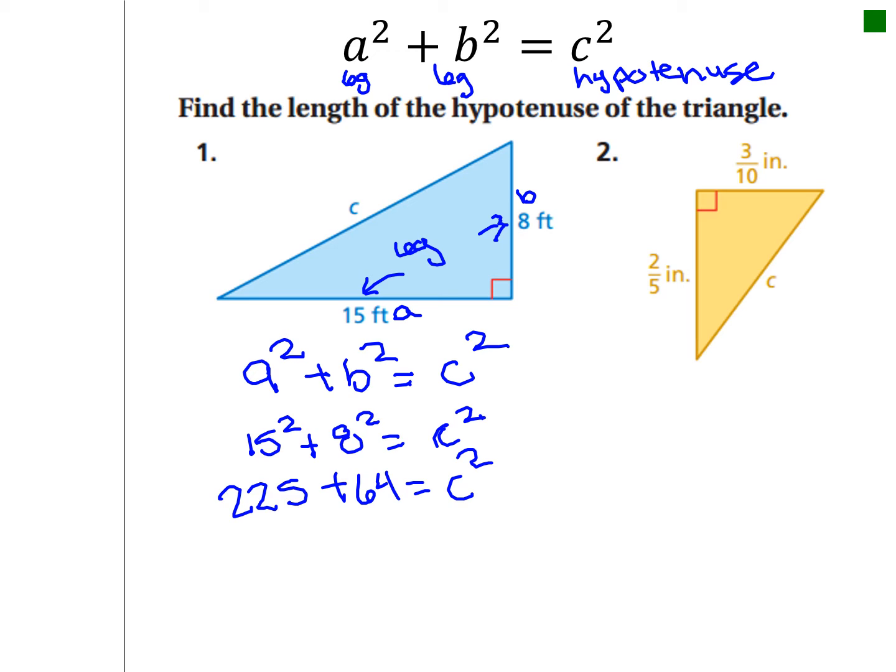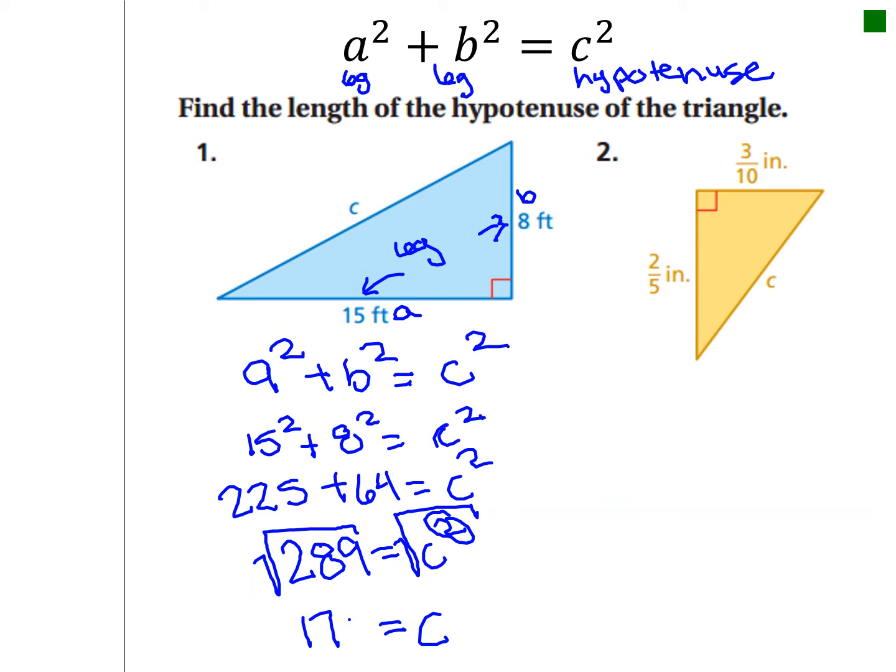Okay, so let's go ahead and add them. 225 plus 64 is equal to 289. Do we have C by itself yet? Nope. How do we undo an exponent of 2? With a square root. The square root of 289 is 17. So the hypotenuse is 17 feet. And there you go.